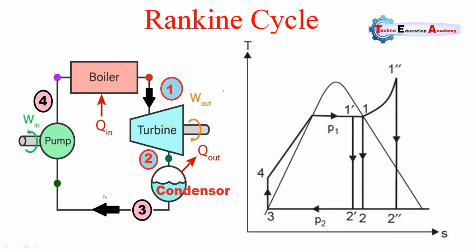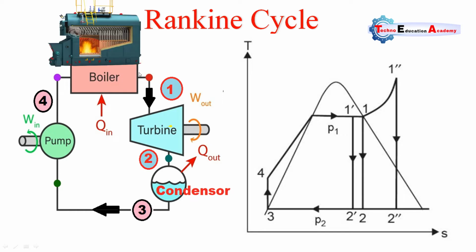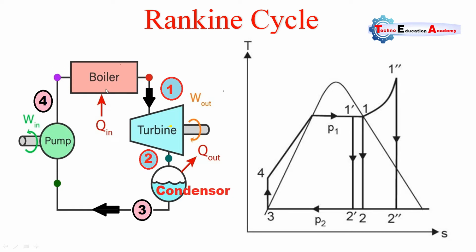Basically, there are four components in Rankine cycle. The first one is boiler. Boiler is a closed pressure vessel. Okay, it must be in closed condition. We have already discussed classification of boiler, various types of boiler. In my playlist, you can watch it if you want to clear your fundamentals: what is boiler and classification of boiler according to IBR.